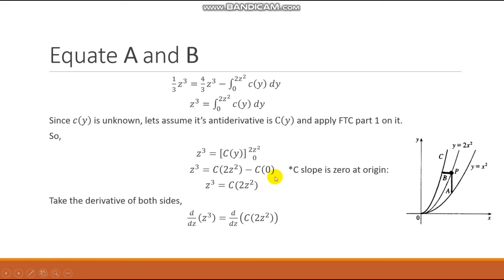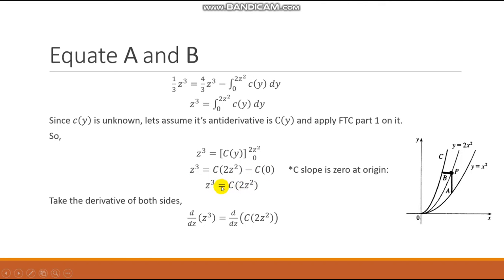Doesn't matter if we're getting the y value or the x value. The cubic function will still have a point at the origin. So c of 0 becomes 0, and that just goes away, and we're left with z cubed is equal to the antiderivative of c of 2z squared.